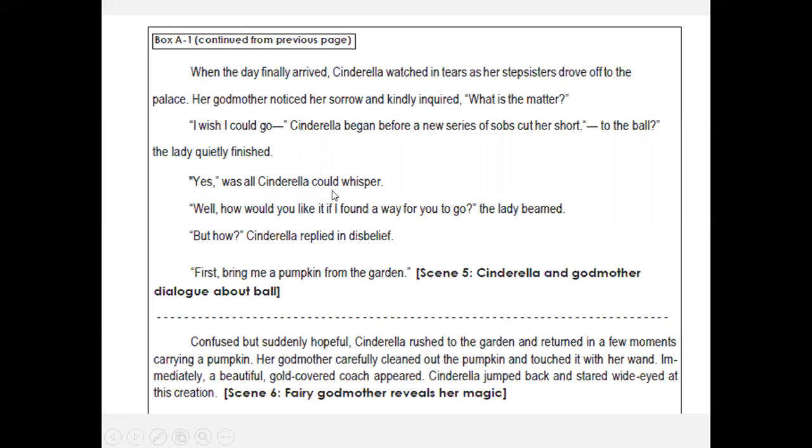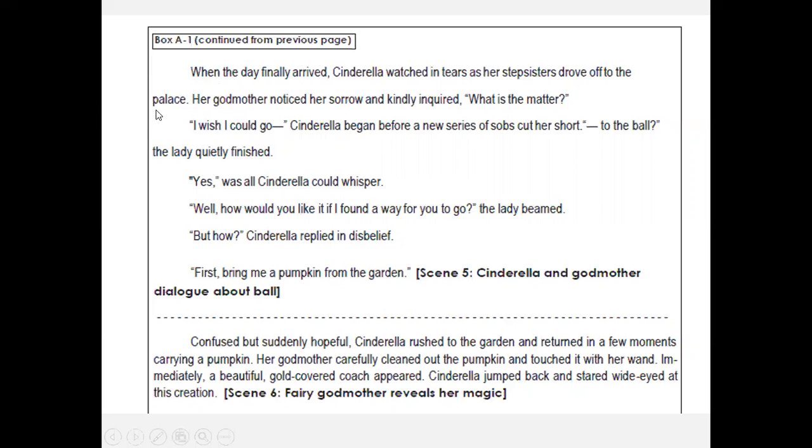Why is this only 1 sentence long? "Yes," was all Cinderella could whisper. And the ones who remember, their hands shoot up and they say it's dialogue. You can have 1 word or a sentence or however many sentences you want in dialogue. That's right. Good job, cutie pies. All right. Not for high schoolers, but okay. So that's what I say to the little ones.